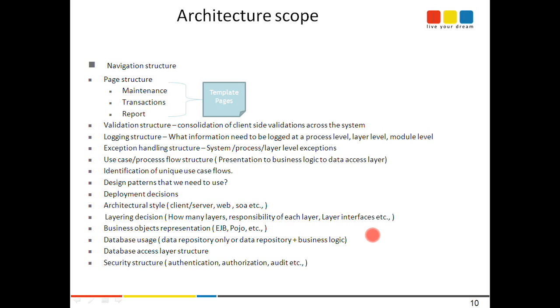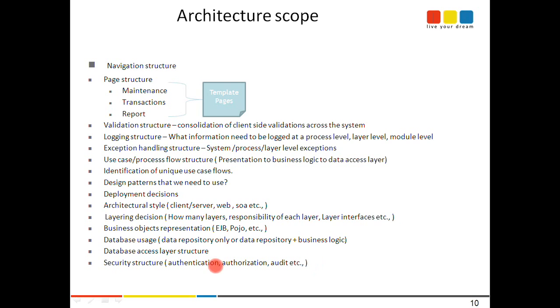Then database usage. Are you planning to use the database only as a data repository, or as a data repository plus business logic? That again is a decision that has to be part of your software architecture. Again, database access layer structure. Are you going to use your RDBMS or DDBMS or ORM? How are you planning to access your database?